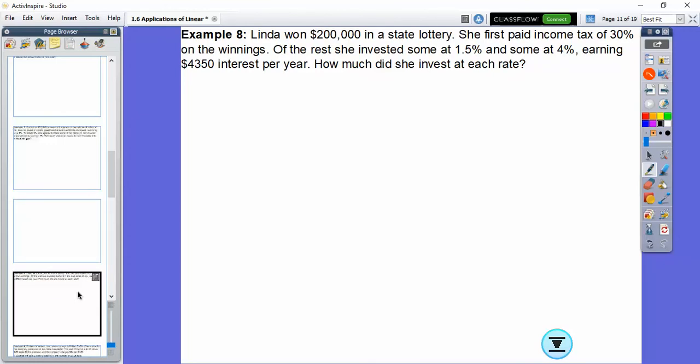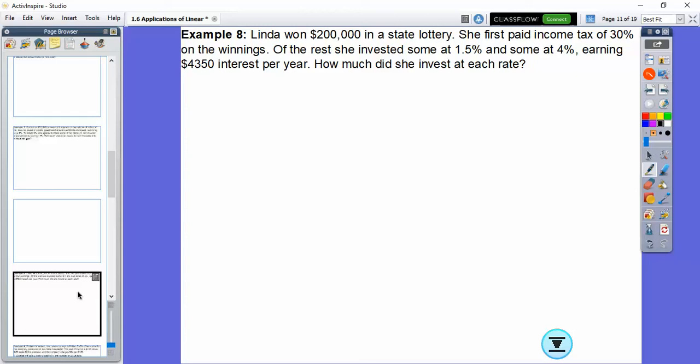So let's look at this one. Linda won $200,000 in a state lottery. She first paid income tax of 30% on the winnings. Of the rest, she invested some at 1.5%, some at 4%, earning $4,350 interest per year. How much did she invest at each rate?